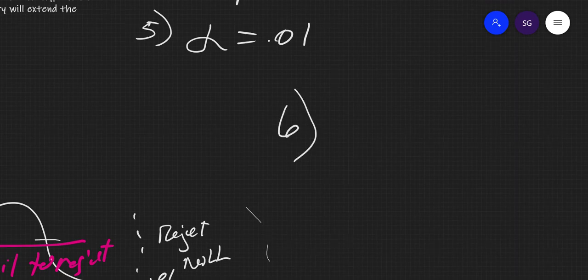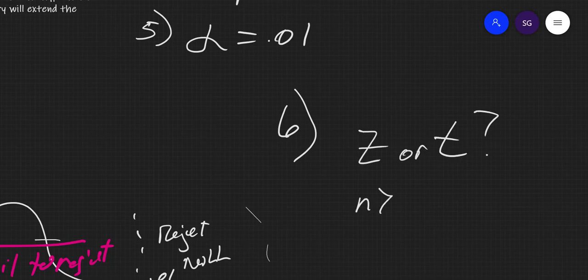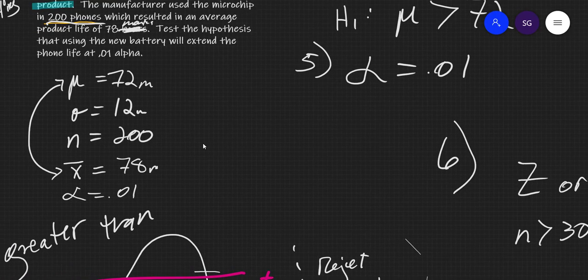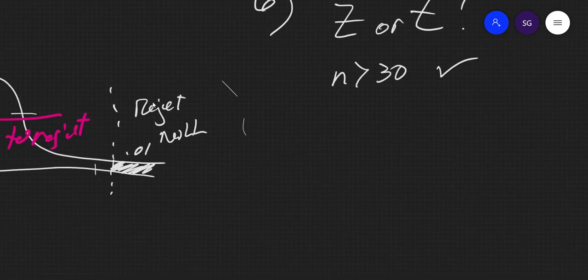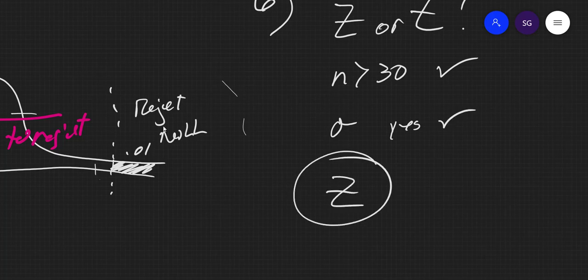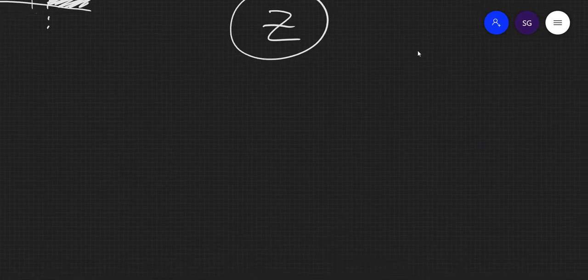Number 6. My test stat is going to be, well, is this going to be a Z or a T? Well, I have n is greater than 30. Is it? Where's my sample? n is greater than 30. Yes. Do I know sigma? Yes. So that's good. This is going to be a Z stat. Okay, so that's 6.